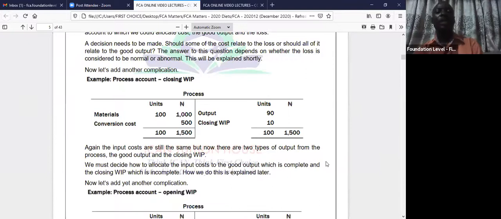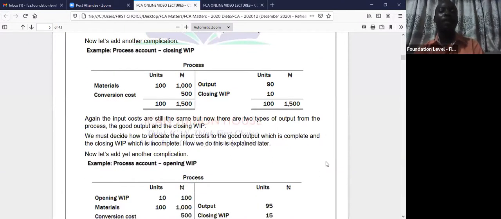Now we'll take it a little bit higher. Let's say there were no losses. The left-hand side is still the same. Let's say there were no losses, but you could only finish 90 units, and the 10 remaining, you have not finished them. The 10, they have not finished.